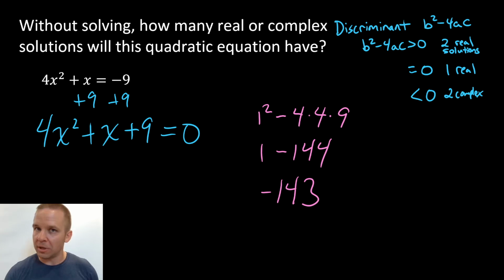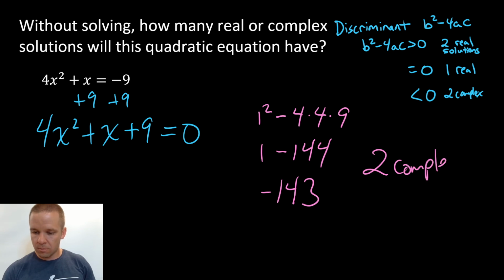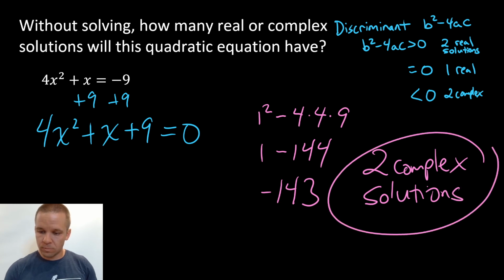That is most certainly less than 0, so we're dealing with the 2 complex solutions. That's it. That's all we're asked for. We're just asked for what type and how many there will be, right?